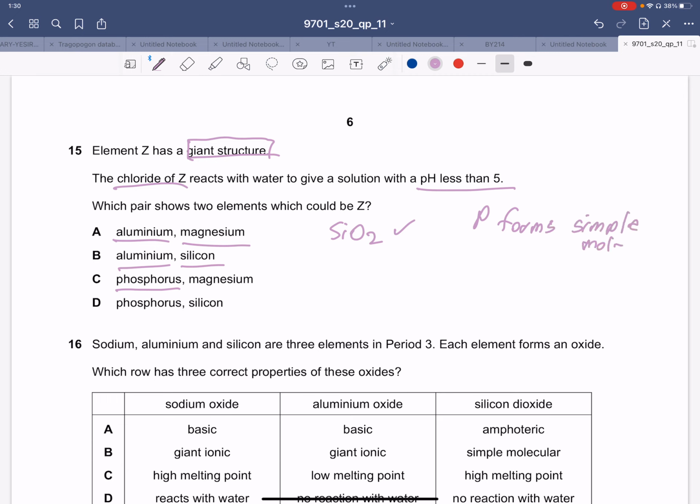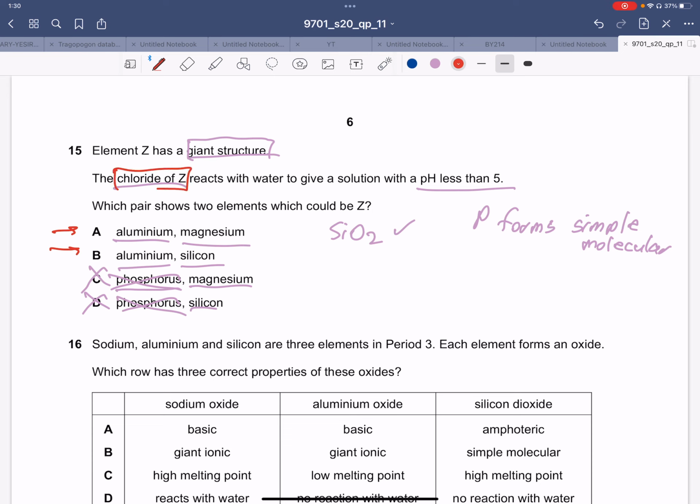Simple molecular. So phosphorus cannot be a giant structure. So we can eliminate phosphorus here, and I see a phosphorus in answer choice D. So both of these will not be correct, even though they do have the magnesium and silicon. So we're left between answer choices A and B. All right. Now we move on to the next piece of information here.